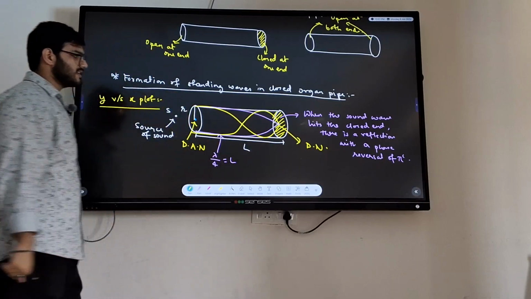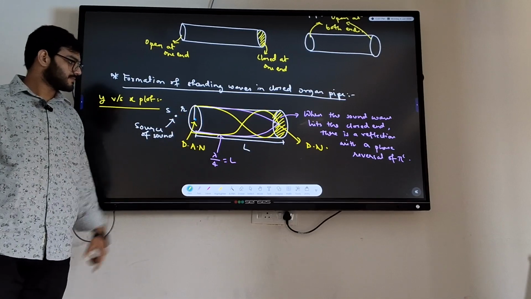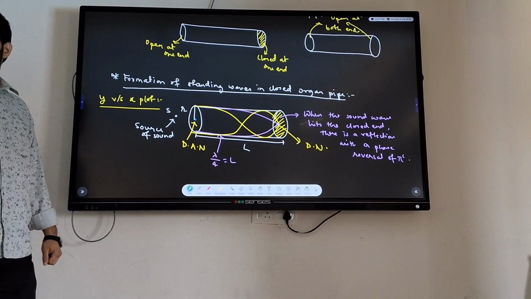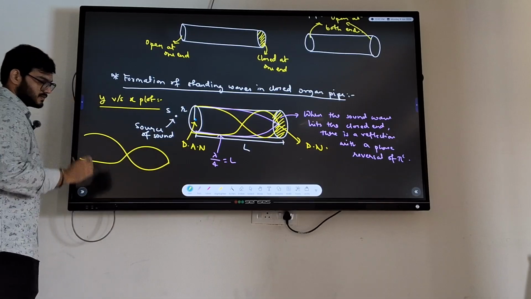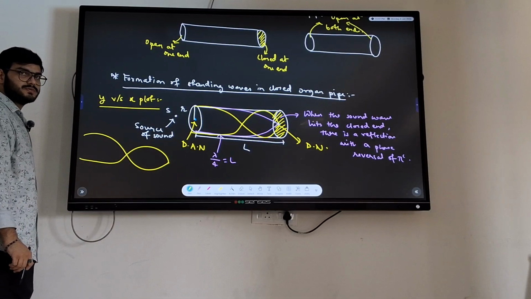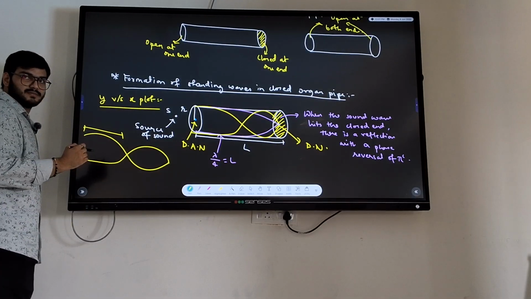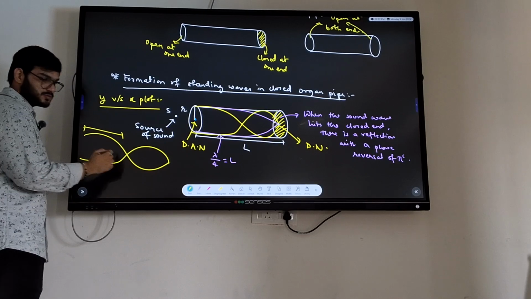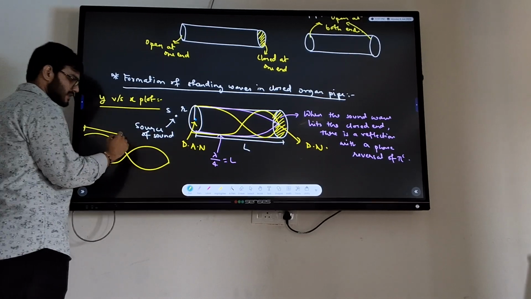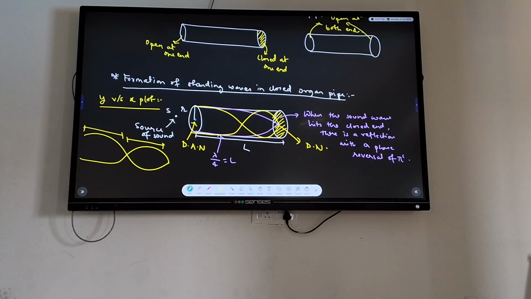There's a possibility like this. Yes or no? What is the length of that wave? This is the wave that I have drawn. Lambda by 2. What is this length? This is lambda by 2. Lambda by 4. What is this length? This is also lambda by 4.